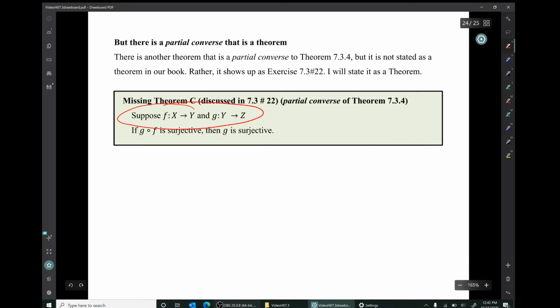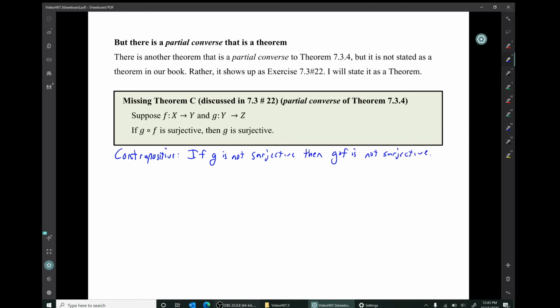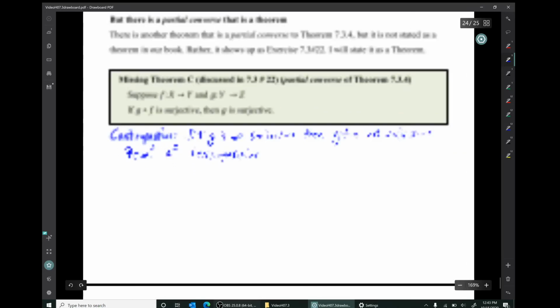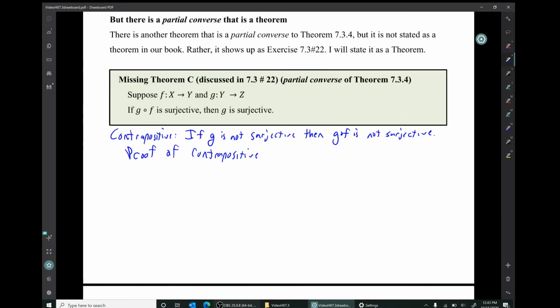Suppose f and g are functions like that. f maps X to Y, g maps Y to Z. You can say this: if g composed with f is surjective, then g is surjective. The proof is straightforward. Again, we'll prove the contrapositive. So the contrapositive statement is this. If g is not surjective, then g composed with f is not surjective. So we'll prove that. Now, I didn't do this for the proof of the previous missing theorem, but I'll do this here. Notice that we know how this proof has to begin.